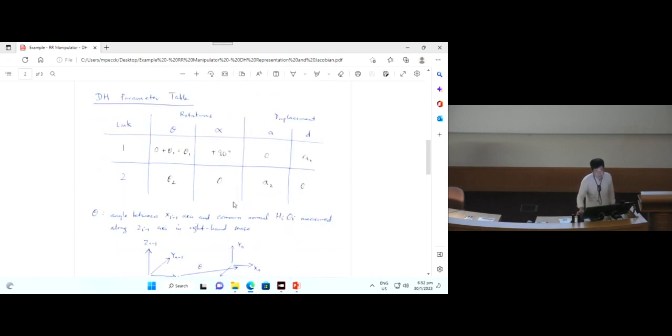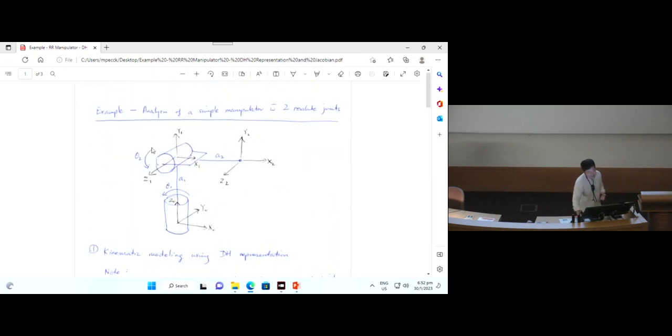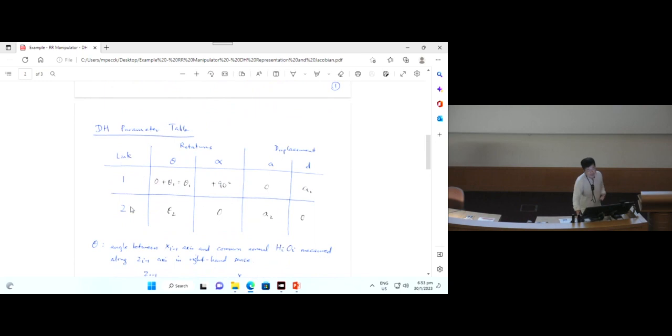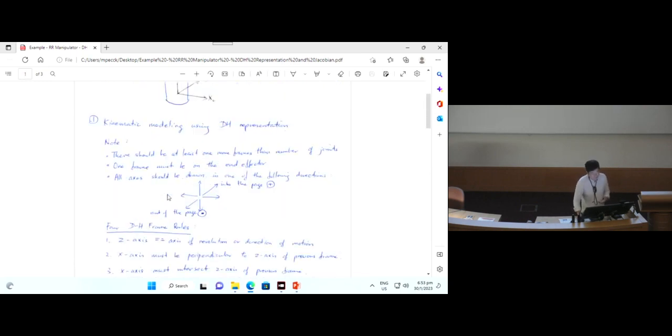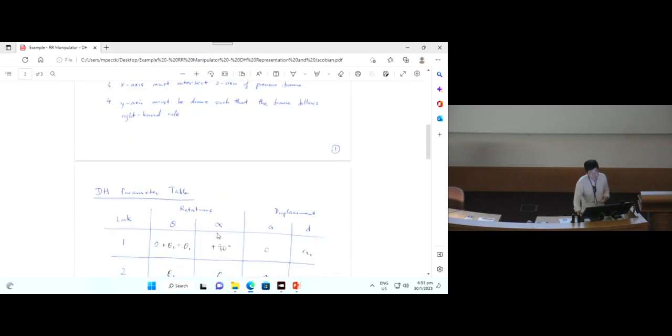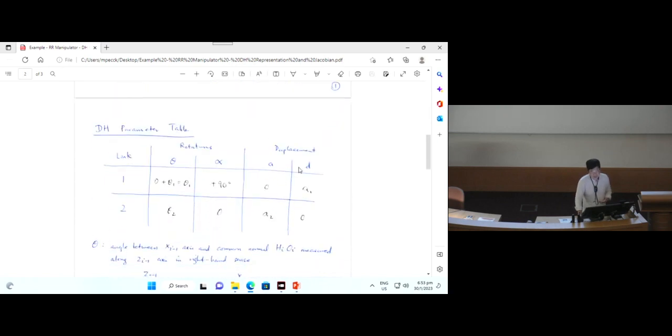After that, you form the DH parameter table. Over here, there are only 2 links: this is one link, and there's another link. So this is 2 joints, 2 links, link 1 and link 2. You determine the values for theta, alpha, A, and D. A and D essentially represent displacements. Theta and alpha represent the rotations. Alpha and A are fixed for the link, and theta and D are the joint variables.